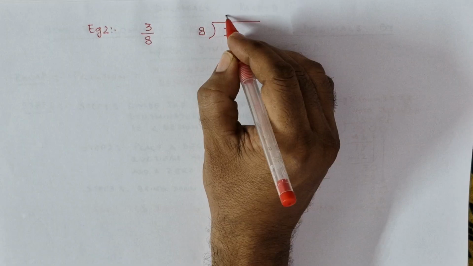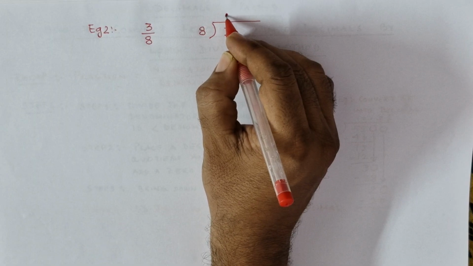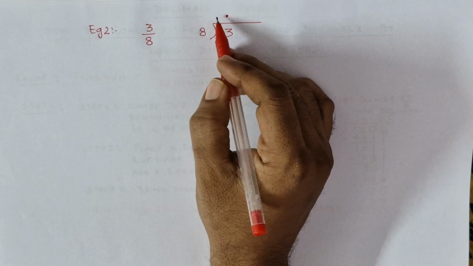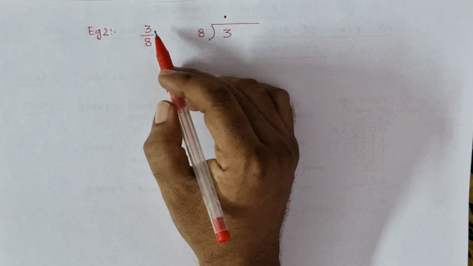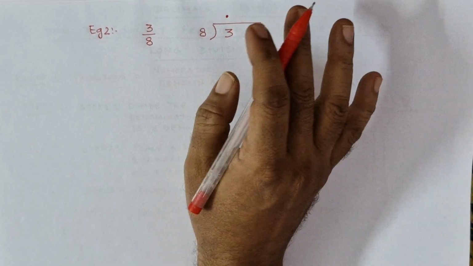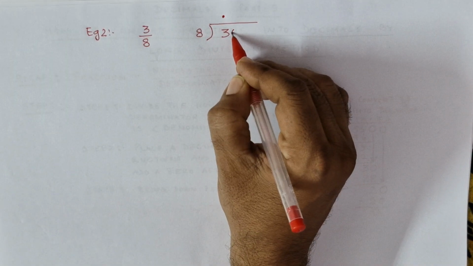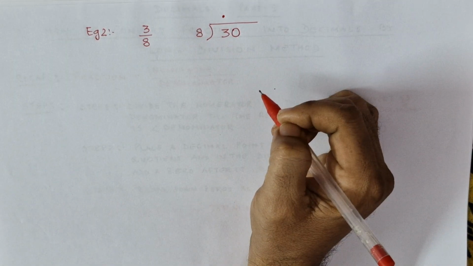Straight away put a decimal point here in the quotient. We'll start with a decimal point here. Before the decimal there is nothing. Why? Because it is a proper fraction. It will have no whole number. So we'll start with the decimal. Now add a 0 after the dividend.